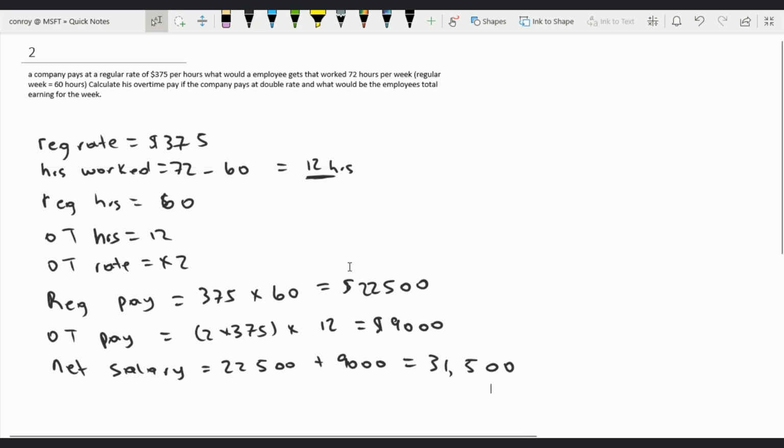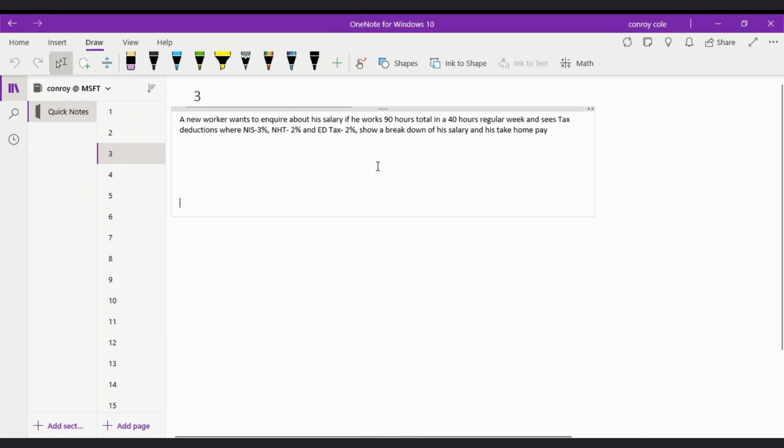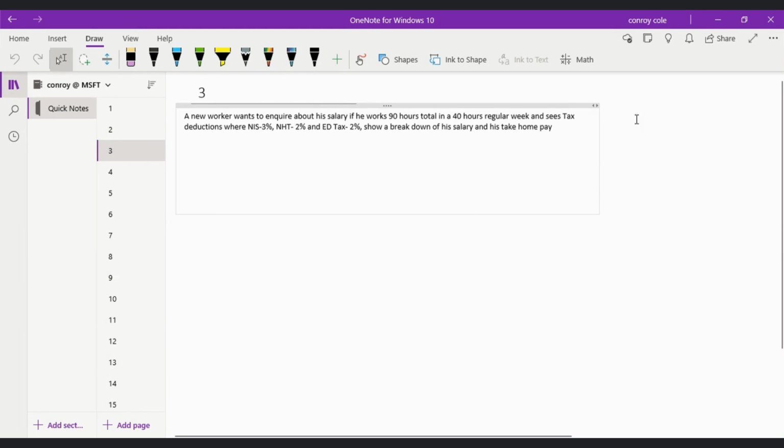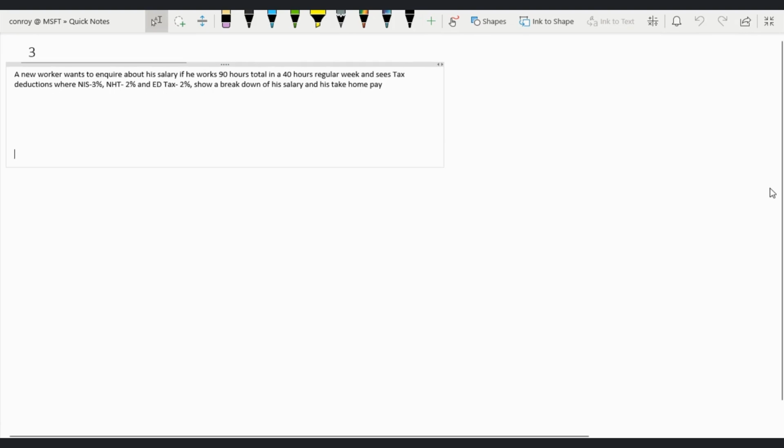Alright, and that is our second question. Alright, so our third question now says a new worker wants to inquire about his salary if he worked 90 hours total in a 40 hours regular week and sees tax deduction where NIS is 3%, NHT is 2%, and education tax is 2%. Show a breakdown of his salary.